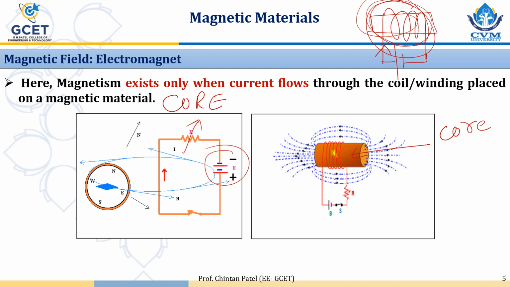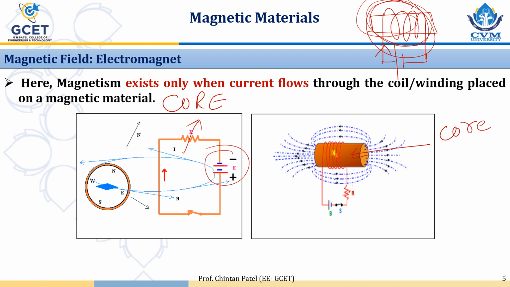Over this core, there is a winding having n number of turns, and this winding is connected with a source, switch, and variable resistor. And as I said earlier, by changing the value of resistance, we can increase or decrease the current flowing through the winding, and it will decide how much controllable magnetic field is generated.